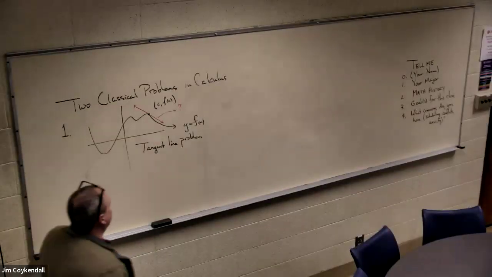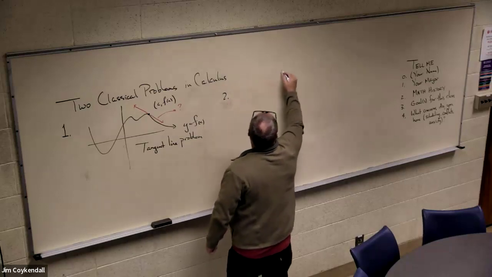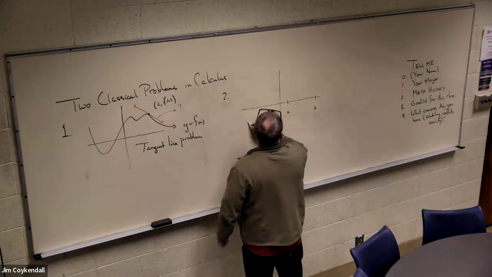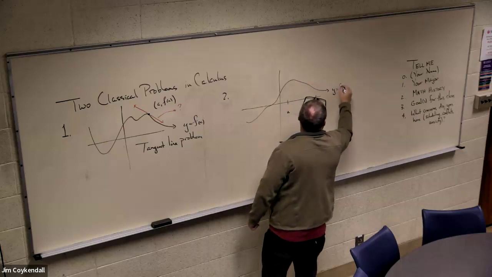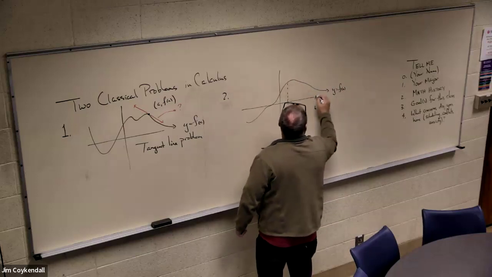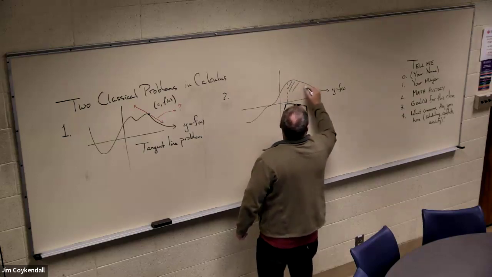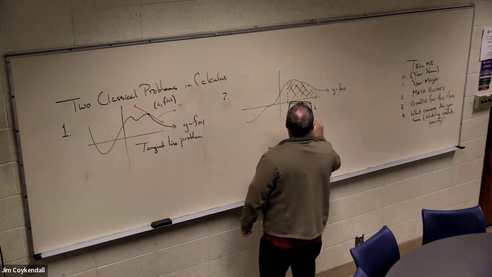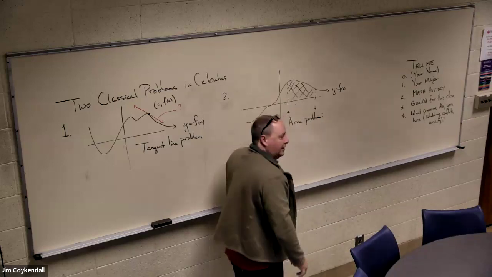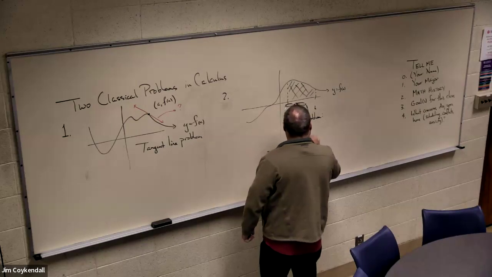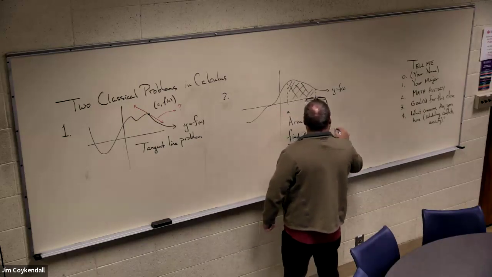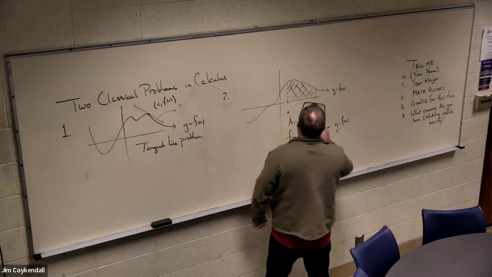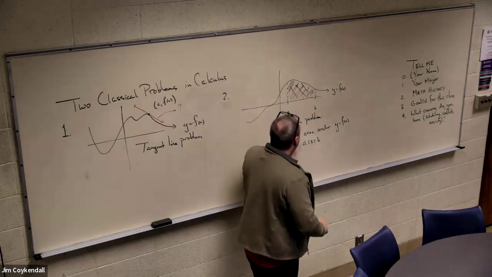The second problem is the area. And that is finding the area under y equals f of x from a. So what is this? What is this area with the curvy?